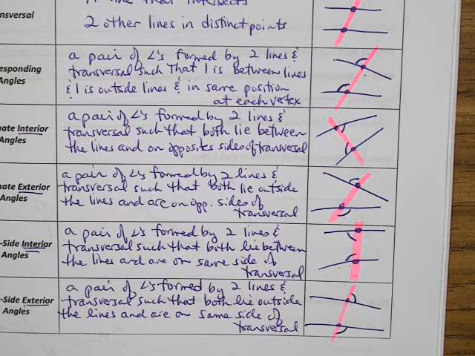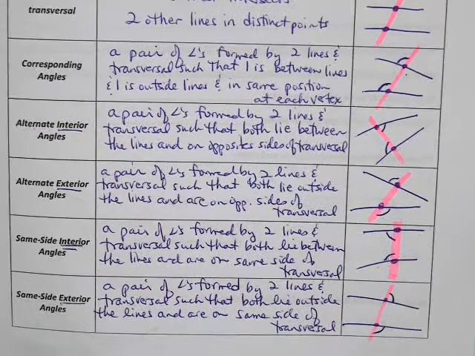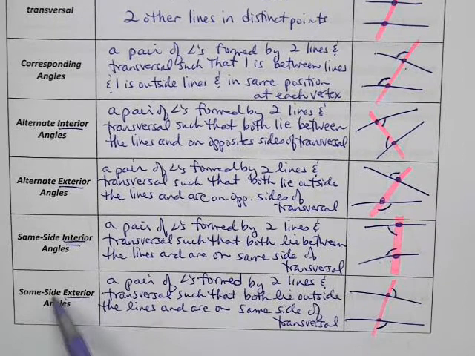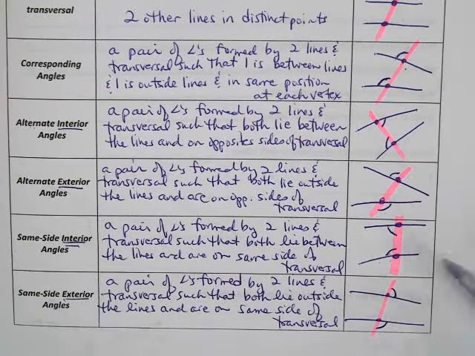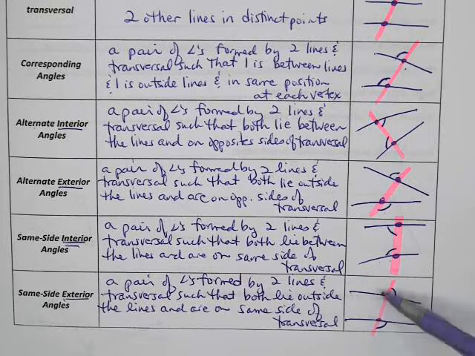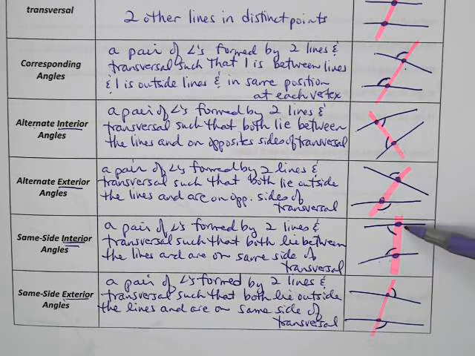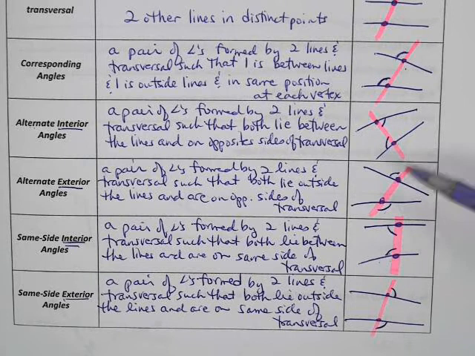So a lot of vocabulary, right? But you definitely see some that kind of go together here. The same side interior, same side exterior. Now for same side exterior, we could have chosen these two right here. For same side interior, I could have chosen these two angles here. Right? Alternate exterior, I could have also chosen these.